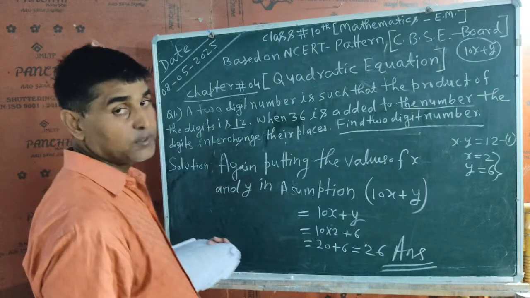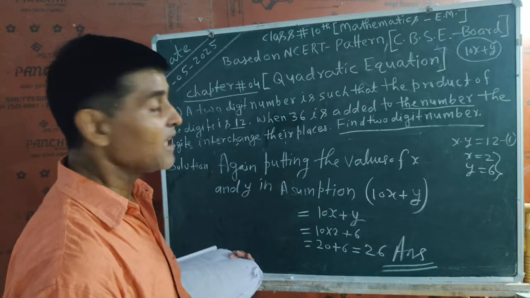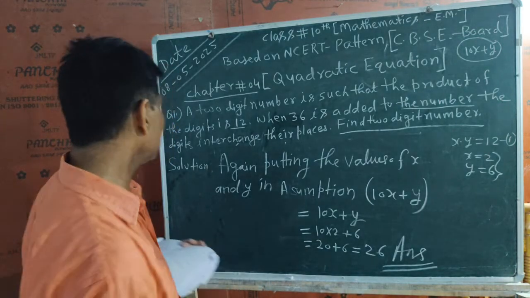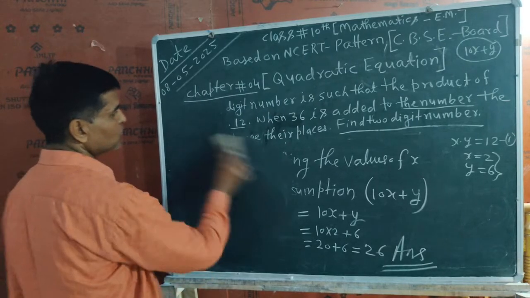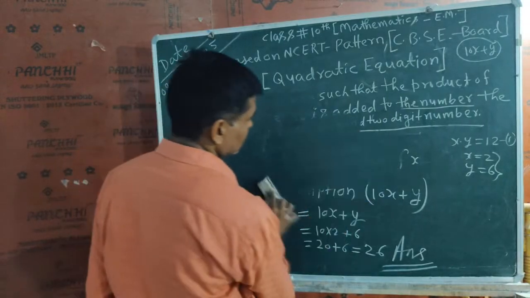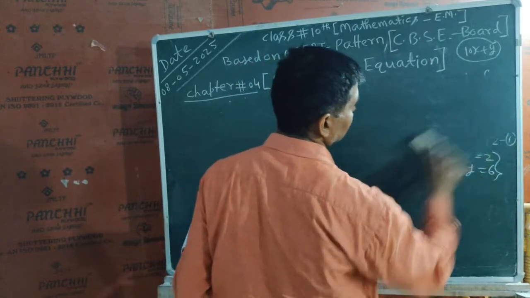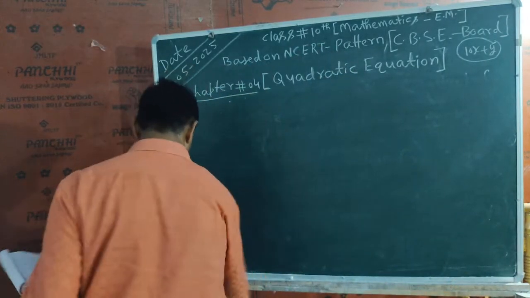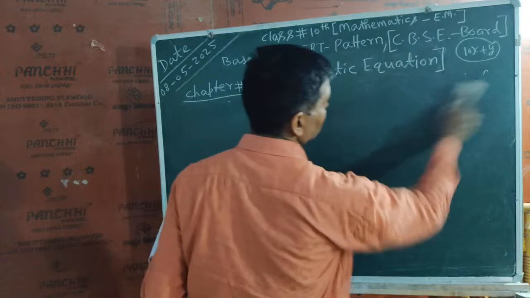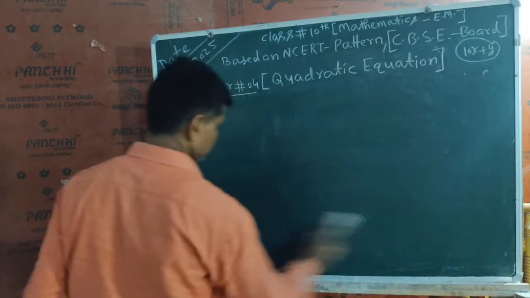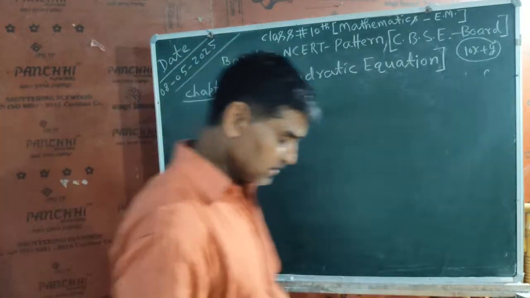The concept is written in the NCERT pattern in the NCERT book, but that concept I am using in another textbook. Further I am going to erase, and after erasing I will write another question and then solve that question in the same way. That is also given in word form. Now here the question is given.